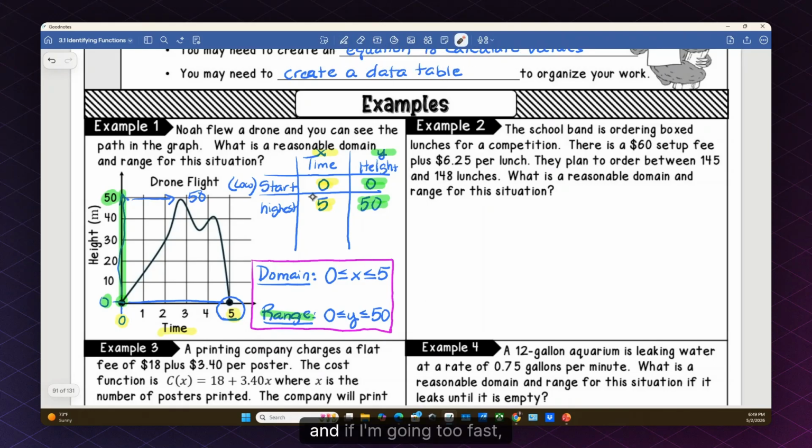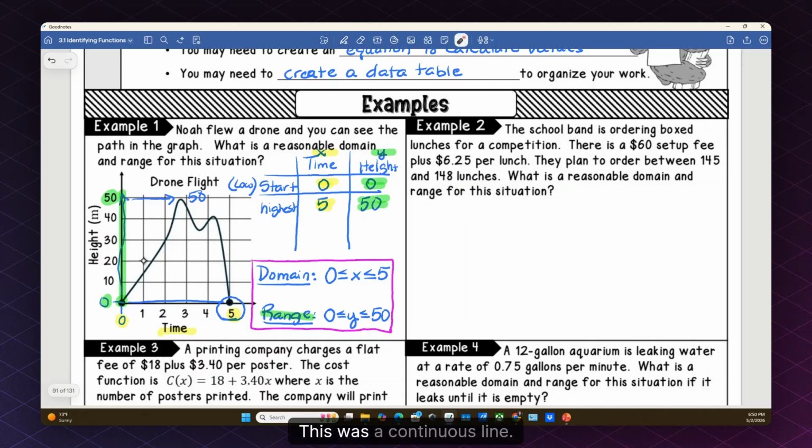So if I'm going too fast, just pause it. It says a school band is ordering box lunches for a competition. There's a $60 setup fee and $6.25 per lunch. They plan to order between 145 and 148 lunches. Okay, let's stop to think about this.